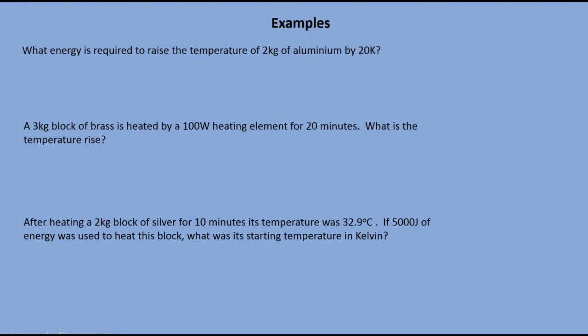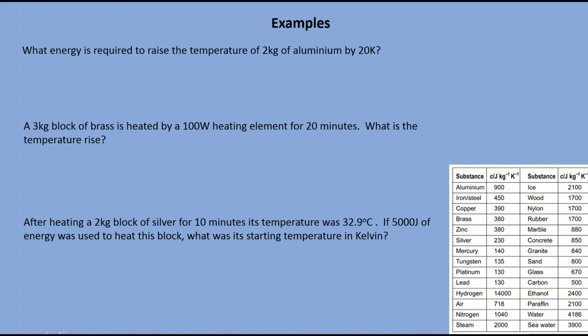So let's have a quick practice at using these. Let's bring up our specific heat capacity table again. First question here says, what energy is required to raise the temperature of 2 kilograms of aluminium by 20 Kelvin? Well, I know that my mass is 2. My change in temperature, delta T, is 20. And if I look in my table here, my C for aluminium is 900.